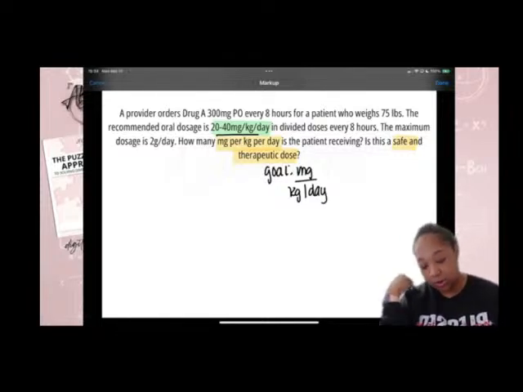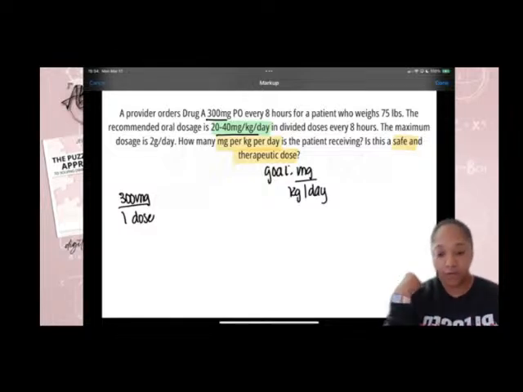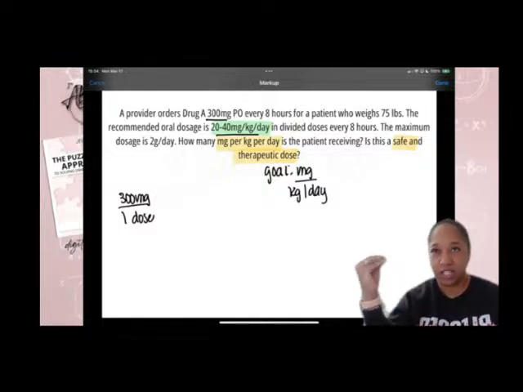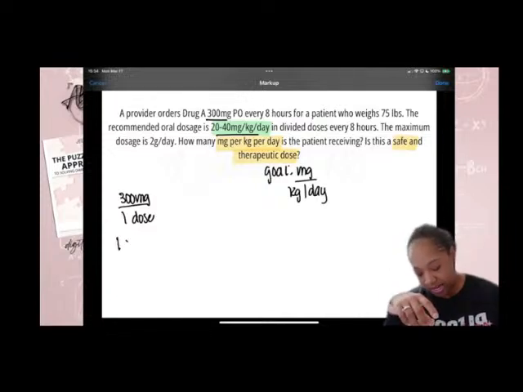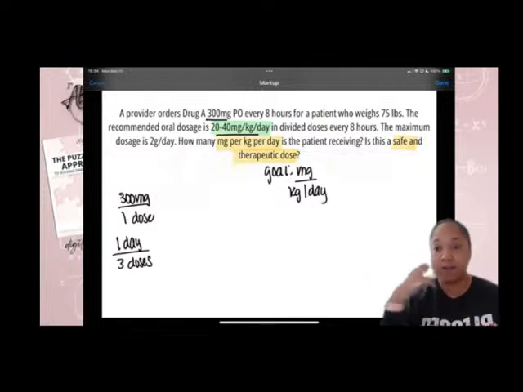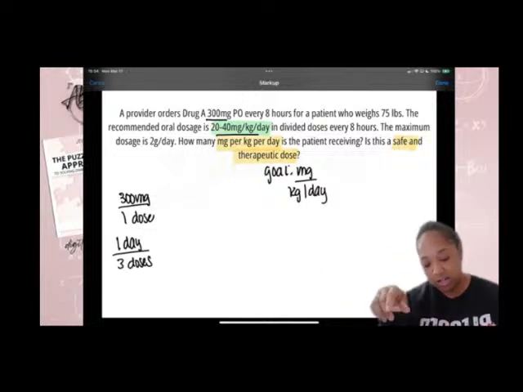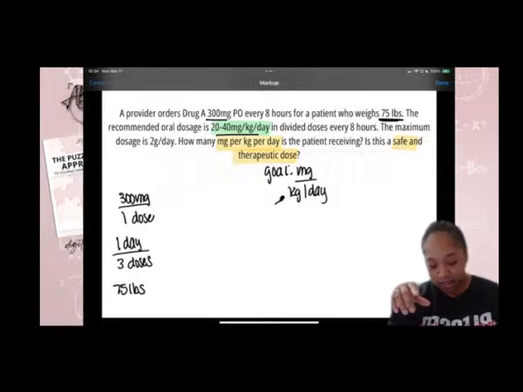Okay, so 300 milligrams, that's one dose, right? By mouth every 8 hours. So if you have a dose that is supposed to be given every 8 hours, 24 divided by 8 would be 3, right? So in one day, there are 3 doses, because we need to figure out for the whole day, and 300 milligrams is just one dose. And then my patient weighs 75 pounds. So I know I've got to have kilograms in there, right?